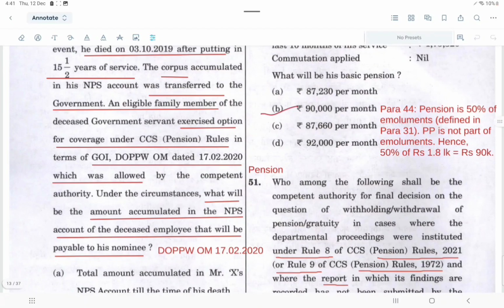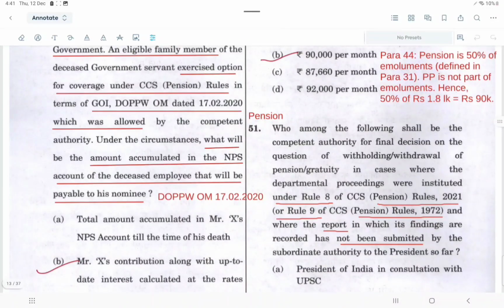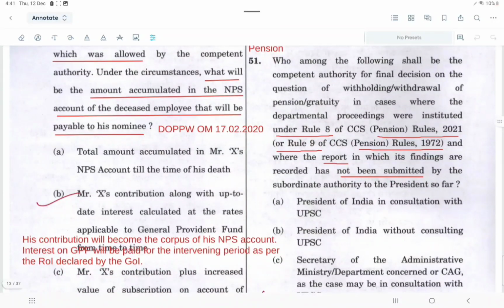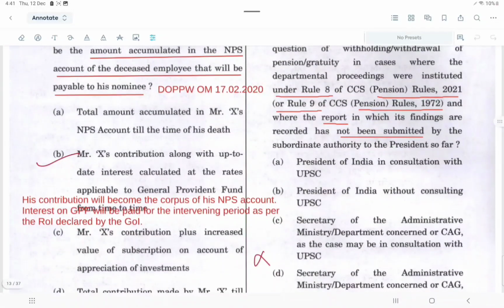Now under what circumstances? No wonder the question is asking what will be the amount accumulated in the NPS account of the deceased employee that will be payable to his nominee. So if you will refer to this OM, you will see the government of India even extended the deadline for exercising the option, and based on this OM, his contribution will become the corpus of his NPS account, and interest on GPF, which government declares every year, will be paid for the intervening period as per the rate of interest declared by the government. So option B is the right option.